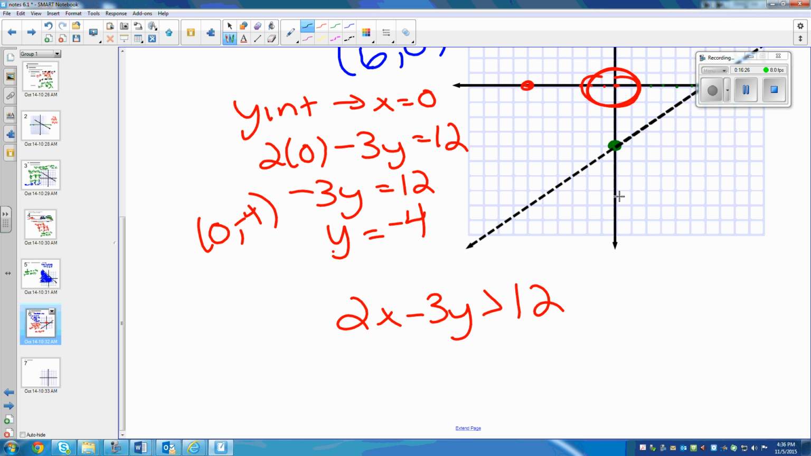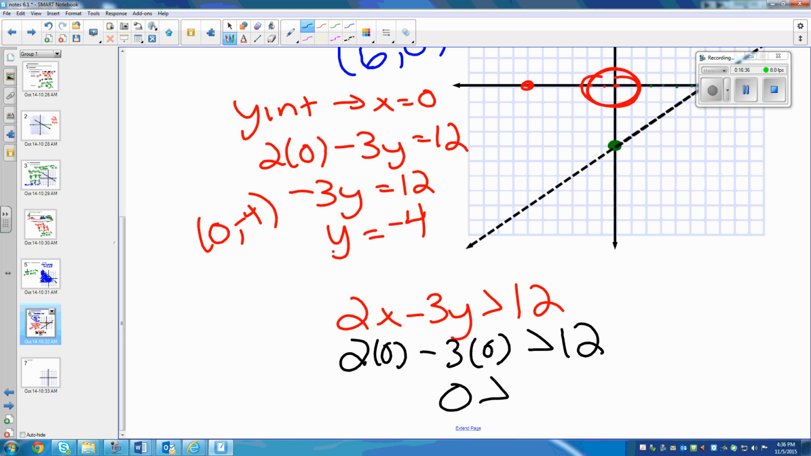So plugging in 0, 0, because it's not on the line, 2 times 0 minus 3 times 0, that's greater than 12. In this case, is 0 greater than 12? No. So what does that really mean? We have to color on the opposite side, because the opposite side is actually true.